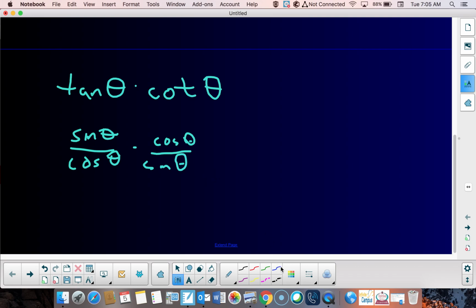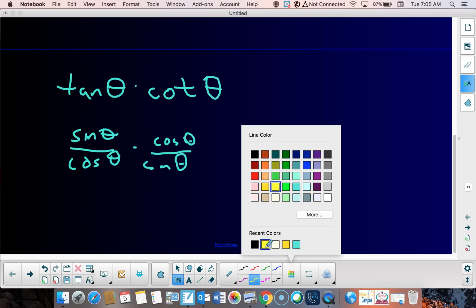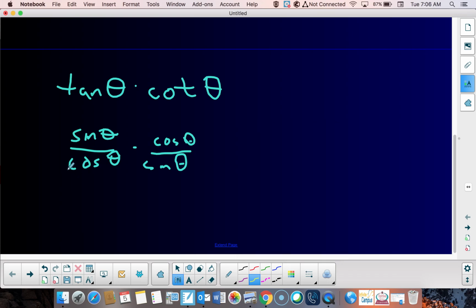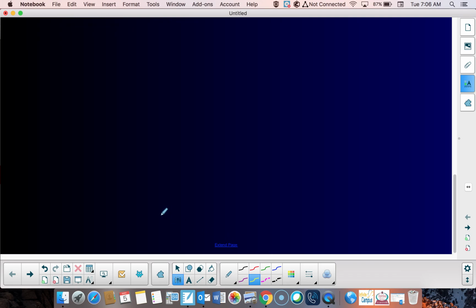Once you've written this, you will see that you have all multiplication, any numerator and any denominator cancel each other out. So these cancel into 1 and 1. These cancel into 1 and 1, and this becomes 1. No, not all answers simplify to 1, but a lot of them do.